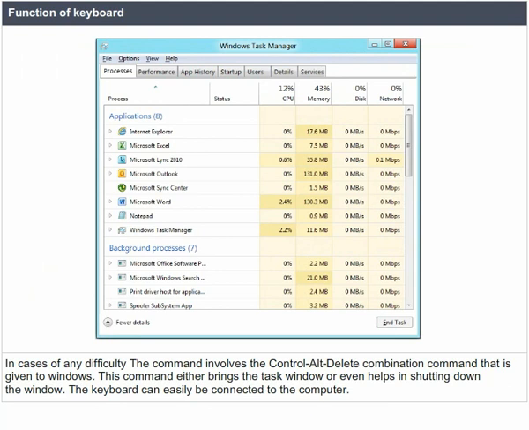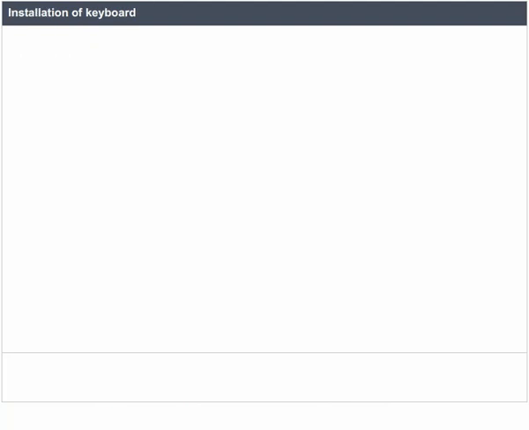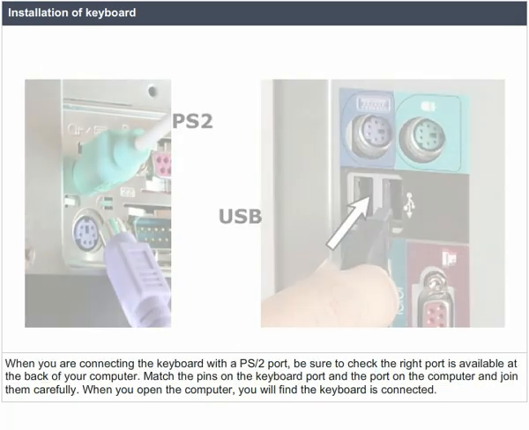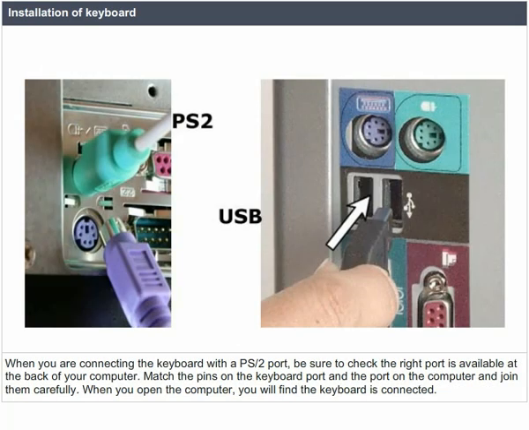Installation of a keyboard. Installation of a PC computer keyboard is done either through a PS2 port or USB connection. While connecting the keyboard by PS2 connection, you must ensure that the computer is off. While installing the keyboard by USB port, you can keep the computer either off or on. When you're connecting the keyboard with the PS2 port, be sure to check the right port is available at the back of your computer. Match the pins on the keyboard port and the port on the computer and join them carefully. When you open the computer, you will find the keyboard is connected.